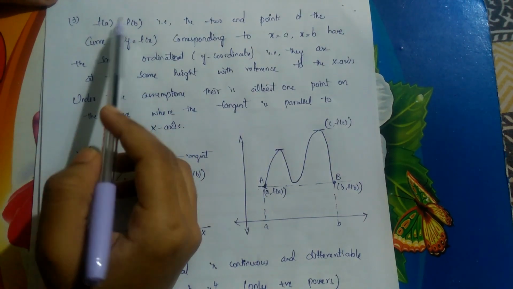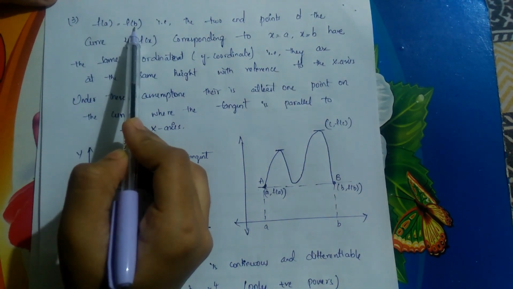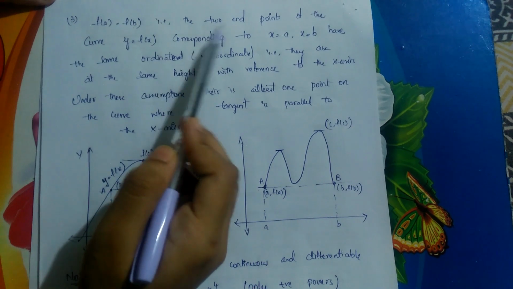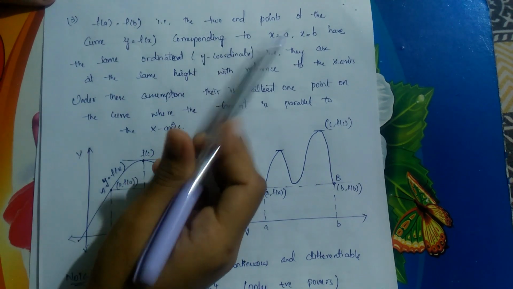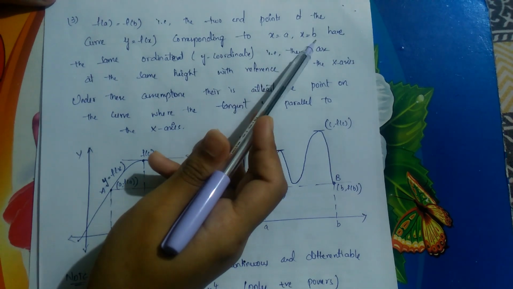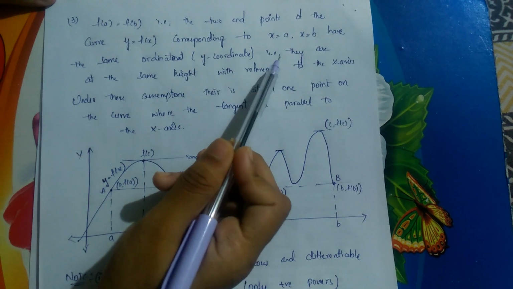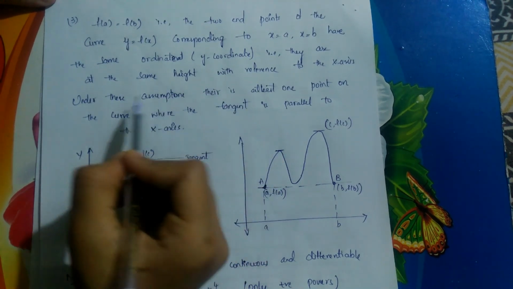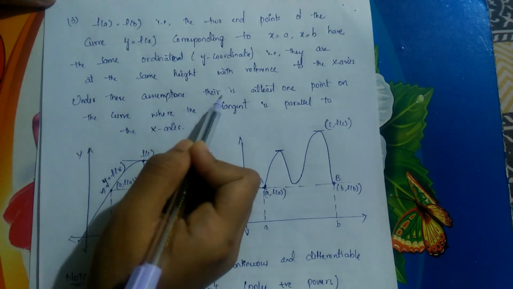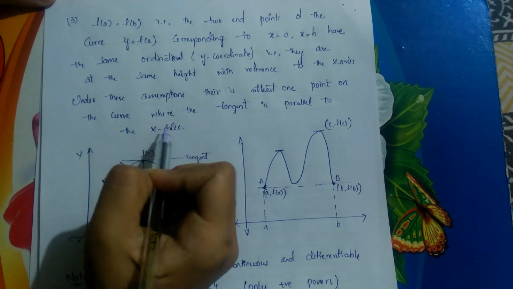And then f of a will be equal to f of b, that is the third condition. That is, the two endpoints of the curve y equals f of x corresponding to x equals a and x equals b have the same ordinate, that is y coordinate. They are at the same height with reference to the x-axis. Under these assumptions, there is at least one point on the curve where the tangent is parallel to the x-axis.